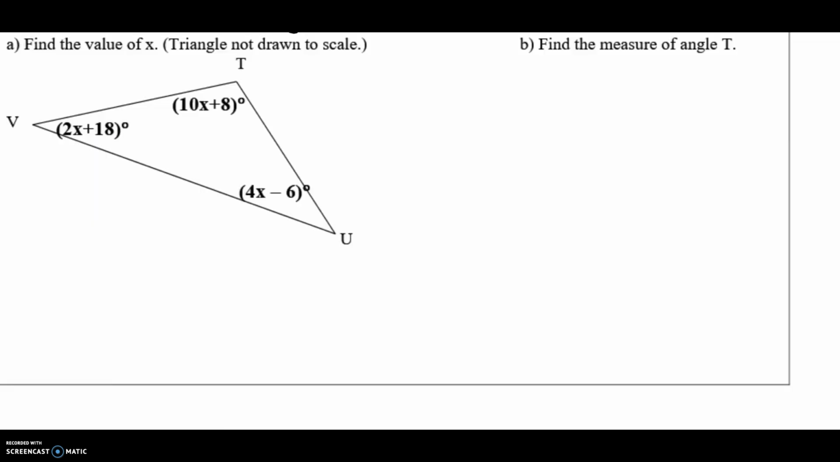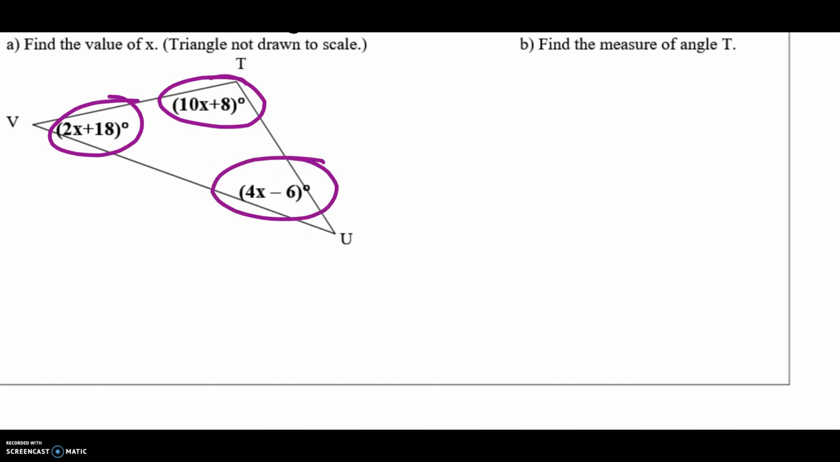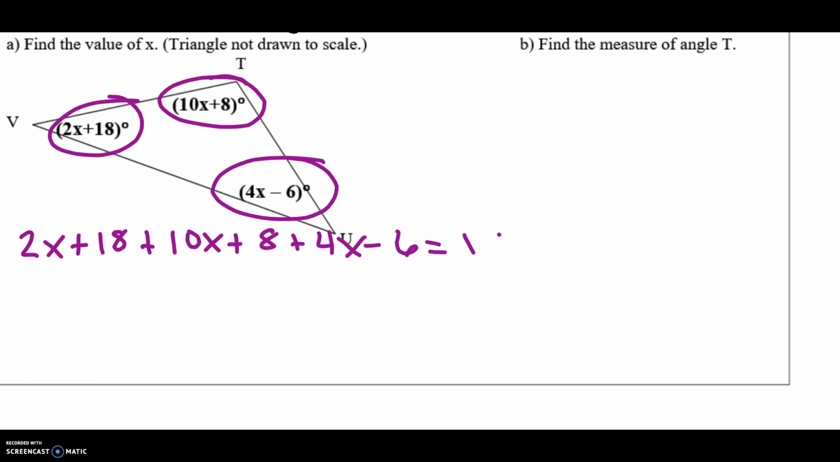Number 5 says, given the triangle below, find the value of x. So we should notice that all these expressions represent angles within a triangle. And we should know that all our angles add up to 180. So I'm going to create an equation, 2x plus 18 plus 10x plus 8 plus 4x minus 6. I know when I add them all up, they should equal 180.